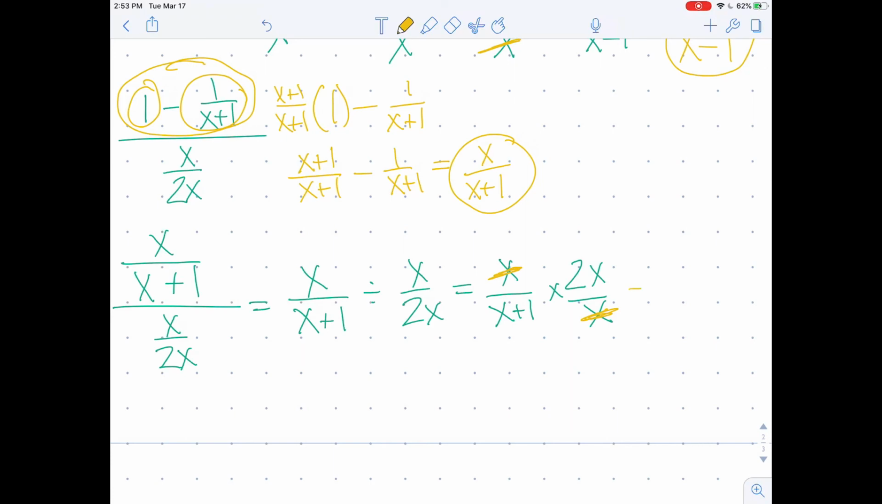2x times 1 is just 2x. Right? There's nothing left on the top. And then x plus 1 times 1 is just x plus 1. Okay? We cannot simplify these x's because this is like a set of parentheses. So since it's not x plus 1, we can't simplify that. This is our final answer.